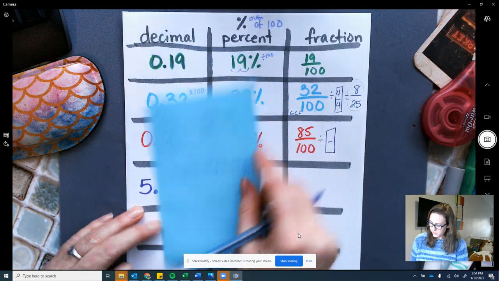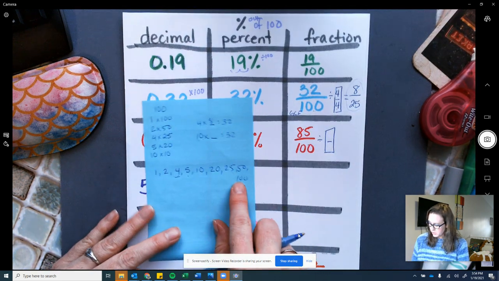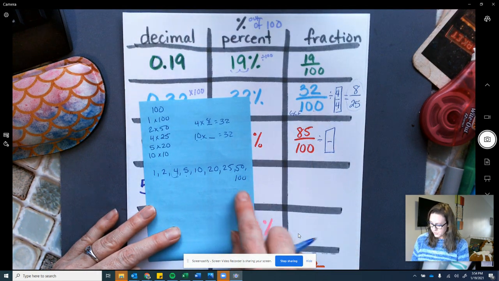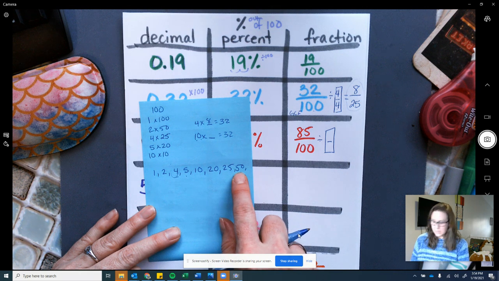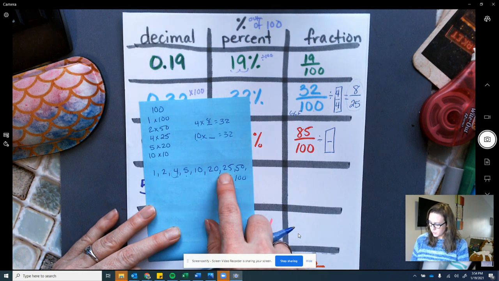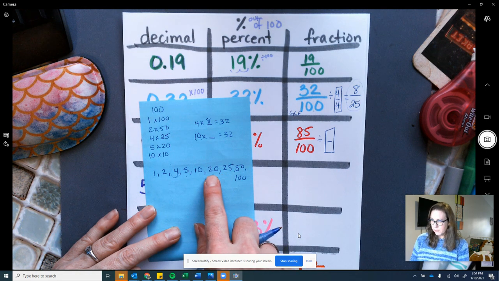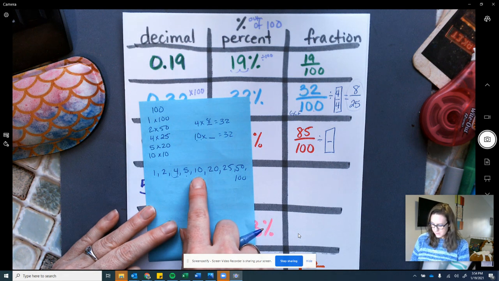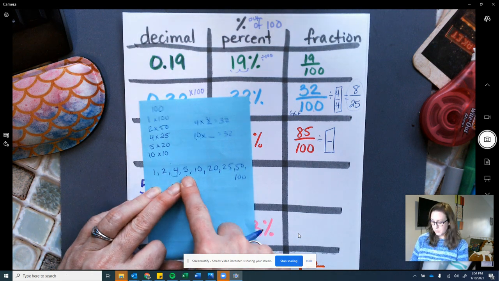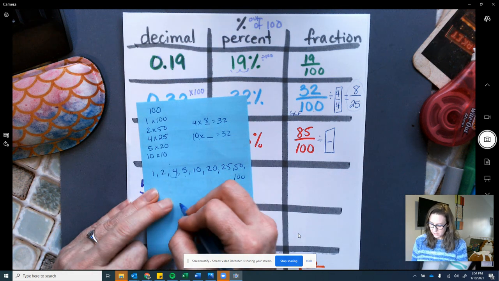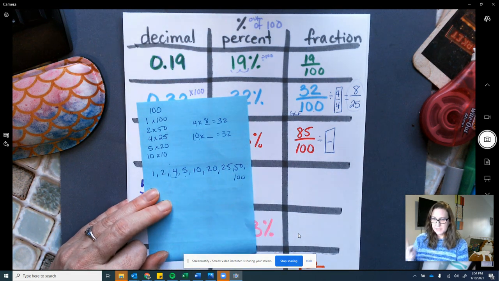I'm going to look: it can't be a number less than 85, so 100 doesn't work. 50 times nothing equals 85. 25, 50, 75 doesn't go into 80. 20, 40, 60, 80, 100, nope, doesn't work. 10 doesn't work, but 5 does, because 5 times something is going to equal 85. We got 5, 10, 15, 20.